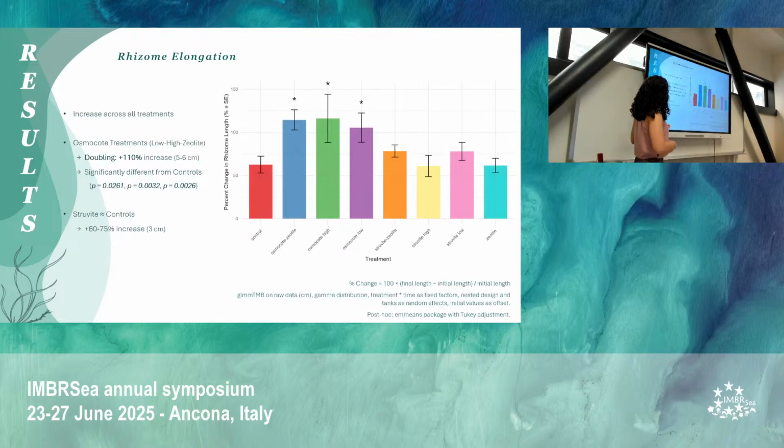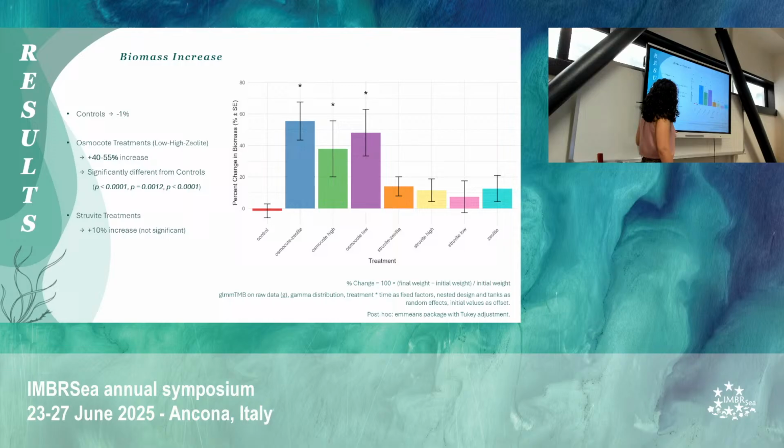Regarding the rhizome elongation, the graph is showing the percent change in rhizome length across treatments. All treatments increased in rhizome length. However, we can see that osmocote low concentration, high concentration, and with zeolite more than doubled their initial size, which was significantly different from the control treatments. The struvite treatments we can see here were similar to the controls, with an increase of around 60 to 75% in rhizome length.